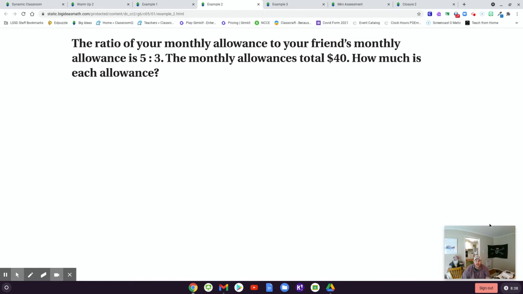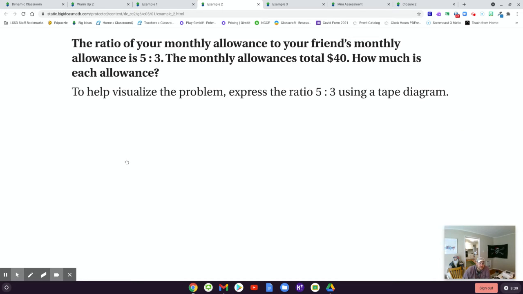And now let's move into how to use ratios. So your ratio of your monthly allowance to your friend's monthly allowance is 5 to 3. What that means is that for every $5 you get, your friend gets $3. And the order, again, is important. So it says the ratio of your allowance to your friend's allowance, meaning that yours is the 5 and your friend's is the 3. Same order. Okay, the monthly allowance total is $40. How much is each allowance? I just want you to work this one out, see what you come up with, and then we'll go through how to do it.